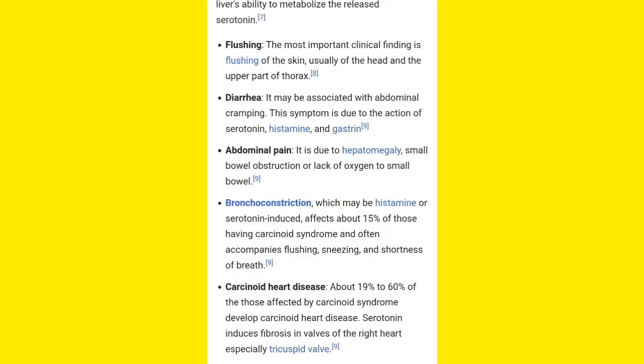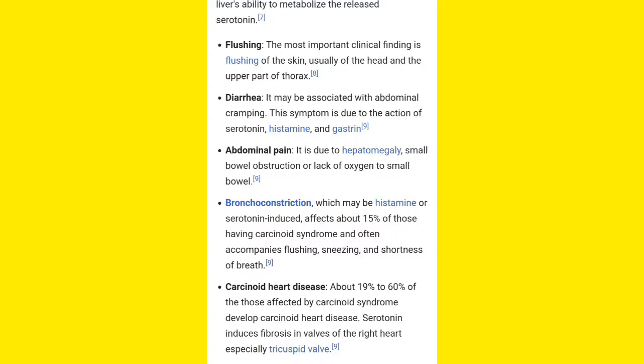Remember the primary. So what are the features we can see? What are the symptoms we see? Number one is flushing. Flushing is there in the carcinoid tumor because of the increase in the serotonin level. This serotonin comes from the neuroendocrine tumors primarily situated in the gut. From there, the serotonin level increases in the circulation, and because of that you get redness and flushing.